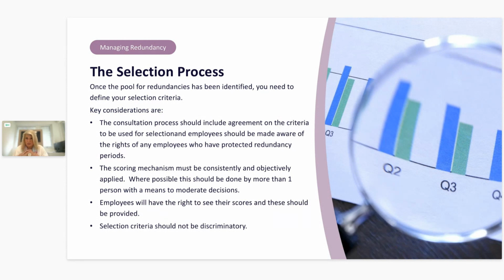As we discussed earlier, the selection criteria should be discussed as part of the consultation process. An employee should be completely clear and, where possible, in agreement with the process, the selection criteria, and how the scoring will be done. I think I said to you before, if you can get agreement, then it just makes it so much easier if you find yourself in an appeals process.